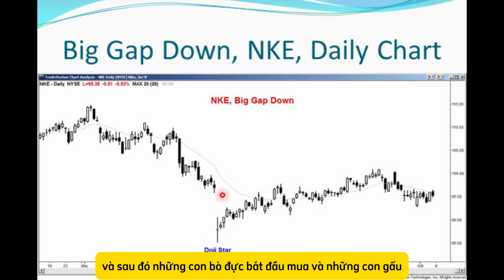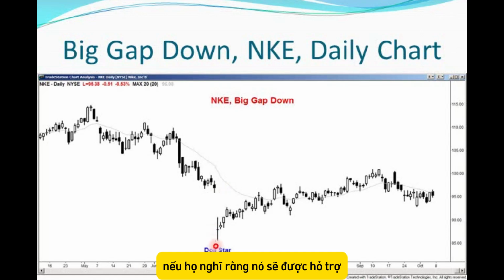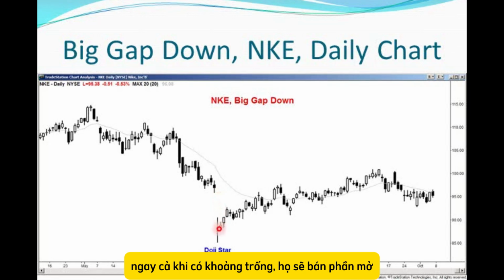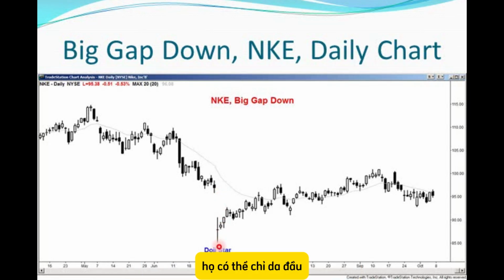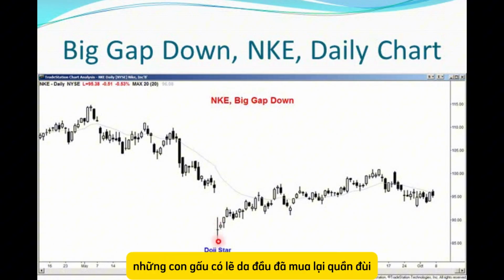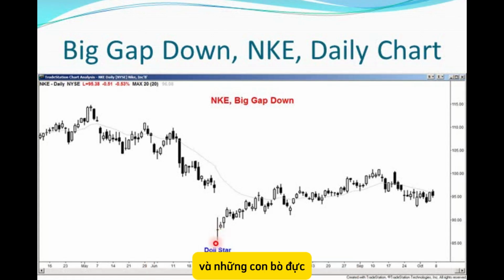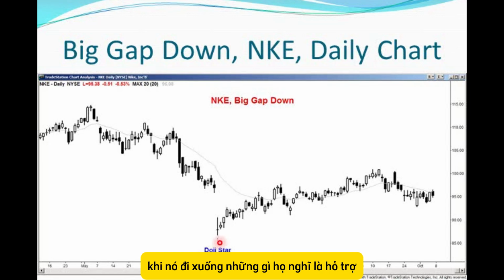And the bears, if they think it's going to get to support, they're going to sell aggressively all the way down. Even if there's a gap, they'll sell the open, expecting it to go down a little bit further. They may only scalp, but they're going to sell. And this is what resulted. The bears probably scalped, bought back the shorts, and that lifted the market up here. And the bulls, when it got down to what they thought was support, started buying, and it lifted it to here.